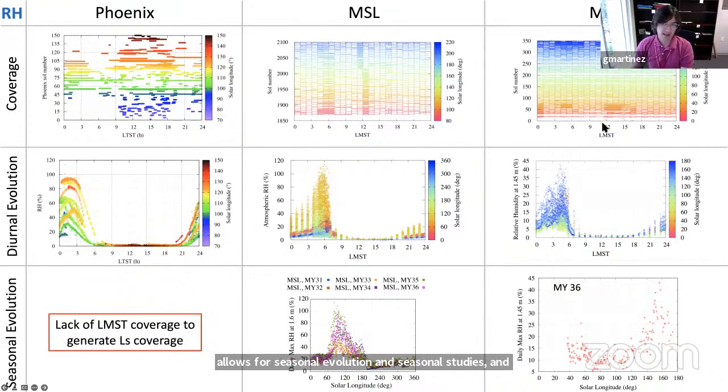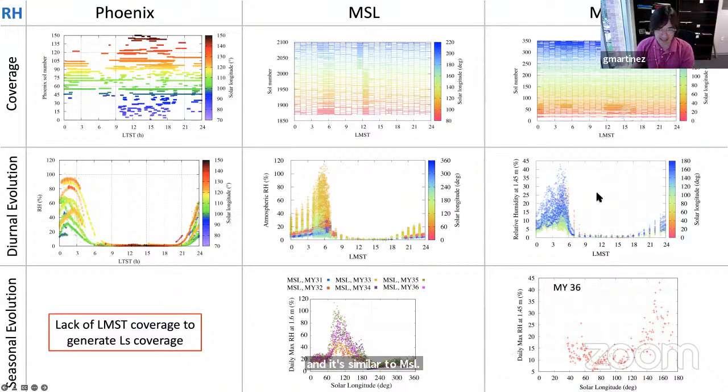And then finally on the right, we have Mars 2020, and it's similar to MSL. So we have continuous measurements, and we can analyze relative humidity both diurnally and seasonally, which is what I'm showing here.